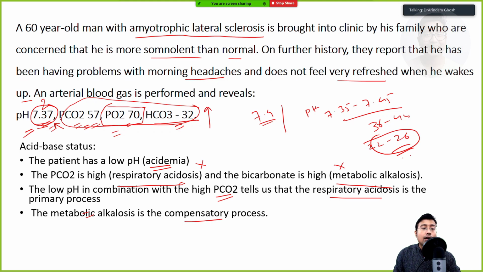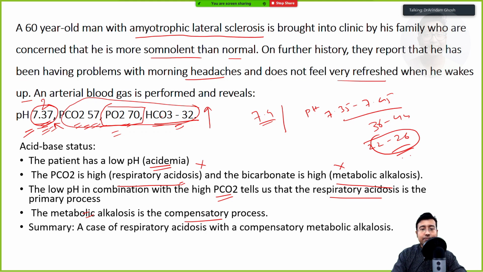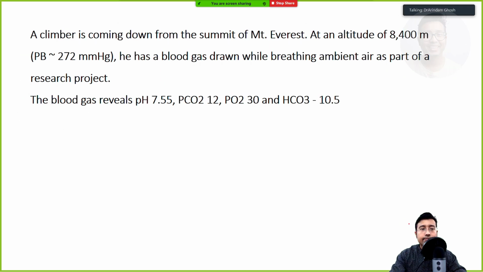Okay, so remember, whenever the pH is normal but there is acid base disorder, we are talking about full compensation, right? In earlier class we discussed about partial compensation. Okay, this is a case of respiratory acidosis with compensatory metabolic alkalosis, full compensation. Okay, so one last problem with which we will end our class.